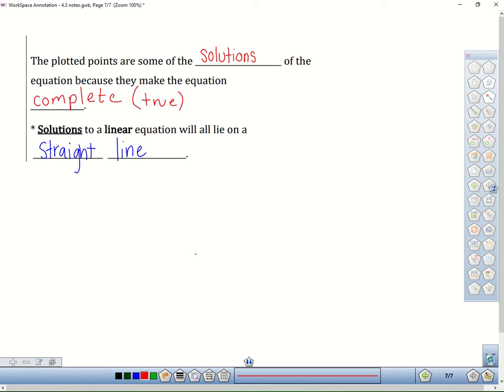Make sense? Wait, where do we write that? On the back.